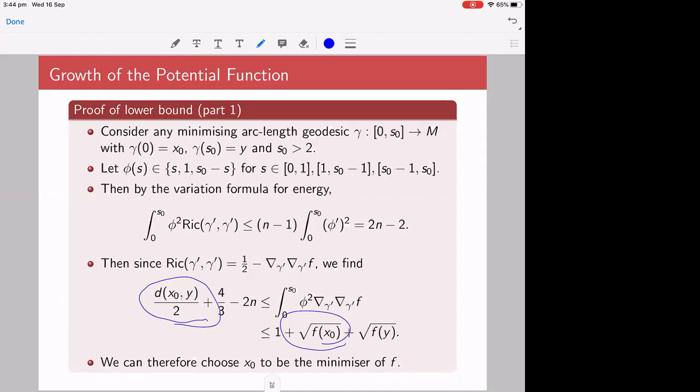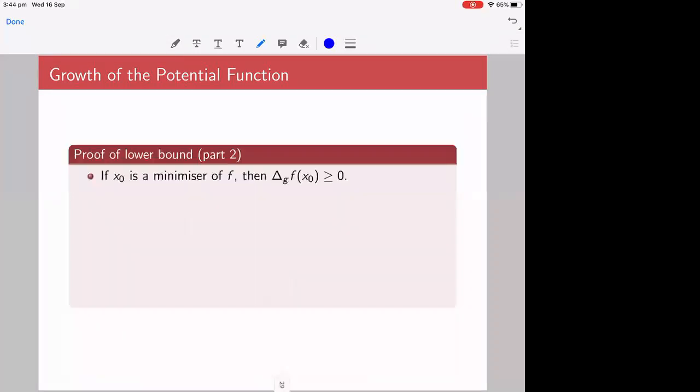Okay, we've now got our reference point, and we can now continue the proof to try and show that we've got this lower bound. What comes into play now? Well, lucky me, I managed to find a minimizer of this potential function f. Because everything's nice and smooth, that means that the Laplacian of f, taken with respect to g, must actually be non-negative at the point x naught. So that's just elementary calculus there. All right, why is this an important observation?